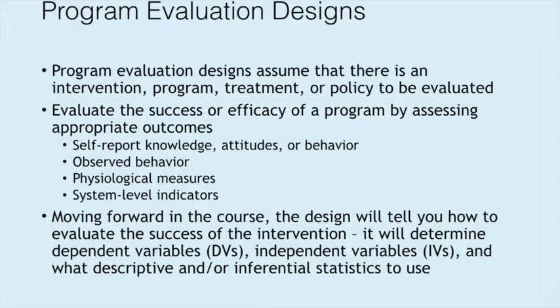Some types of outcomes could be knowledge, attitudes, or behaviors, observed behaviors, physiological measures. Physiological just meaning maybe you take a blood sample and you're measuring different levels in the blood, or you take blood pressure or heart rate, and then system level indicators. Moving forward, the design will help you determine how to evaluate the success of an intervention by determining dependent variables and independent variables and what statistics you should use.